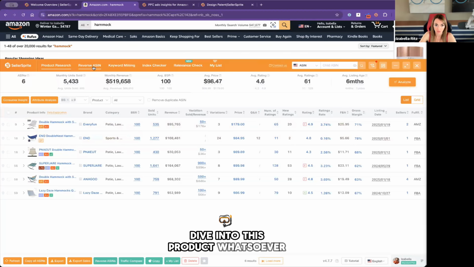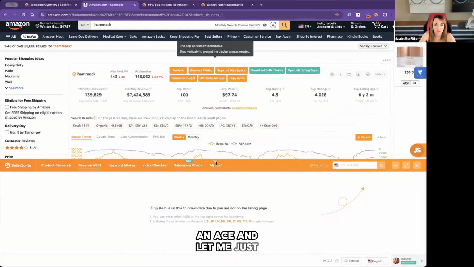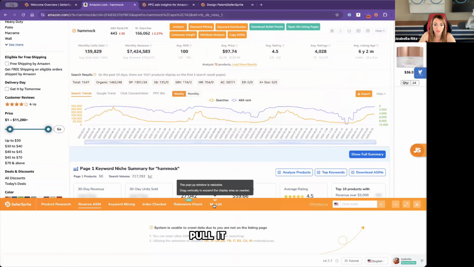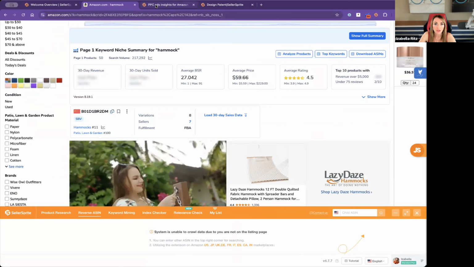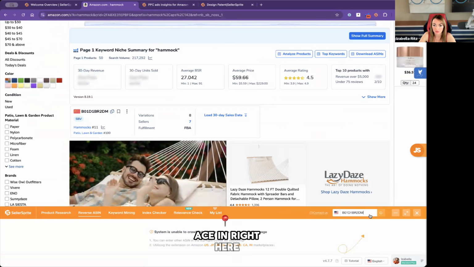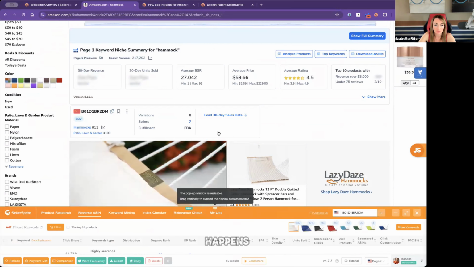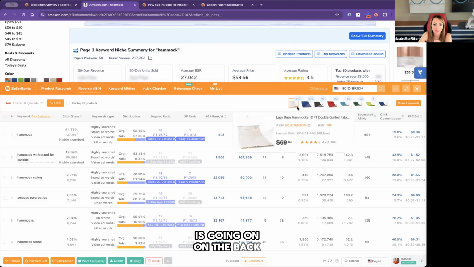if I want to go and dive into this product whatsoever. Now, the next thing I want to get your attention to, guys, is the reverse ASIN. So for example, you can grab an ASIN, and let me just pull it down for a little bit. And I want to grab, let's say, this ASIN, right? And I will pull it back, and I will just include this ASIN right here. So now we will see what happens. So now I have ASINs, I have keywords for this ASIN, and I have an idea what is going on in the back end of this product.